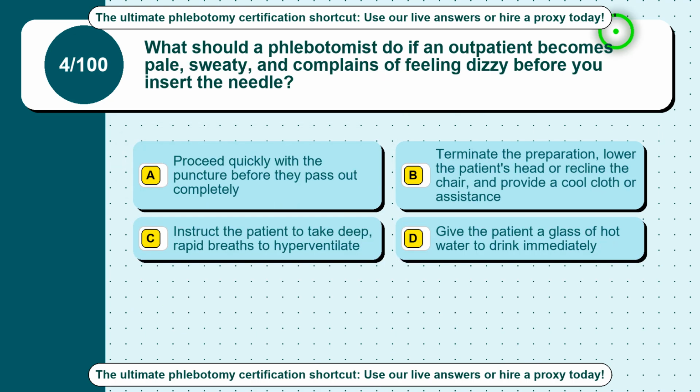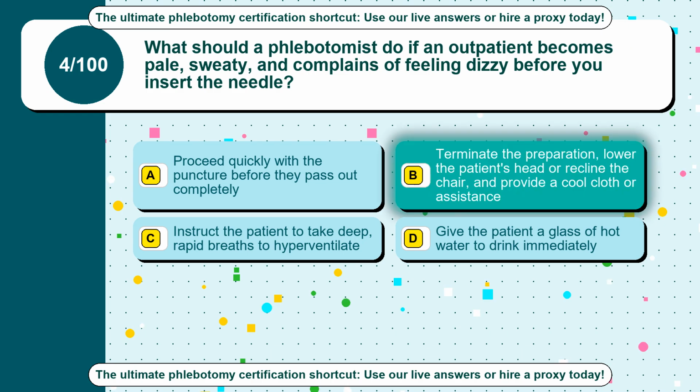Question 4. What should a phlebotomist do if an outpatient becomes pale, sweaty, and complains of feeling dizzy before you insert the needle? Option A. Proceed quickly with the puncture before they pass out completely. Option B. Terminate the preparation, lower the patient's head or recline the chair, and provide a cool cloth or assistance. Option C. Instruct the patient to take deep, rapid breaths to hyperventilate. Option D. Give the patient a glass of hot water to drink immediately.